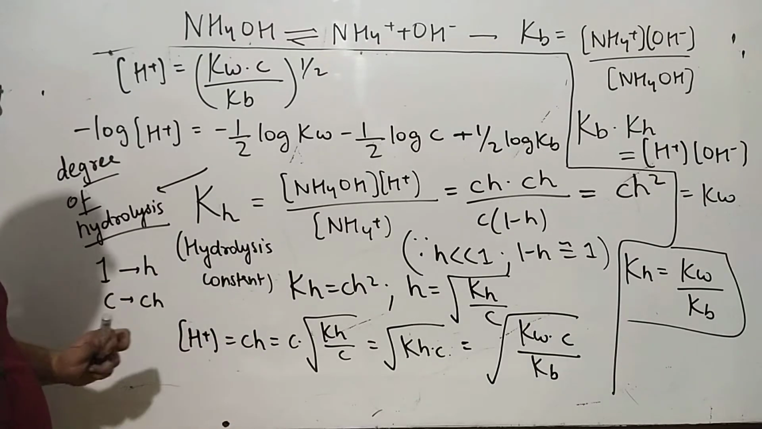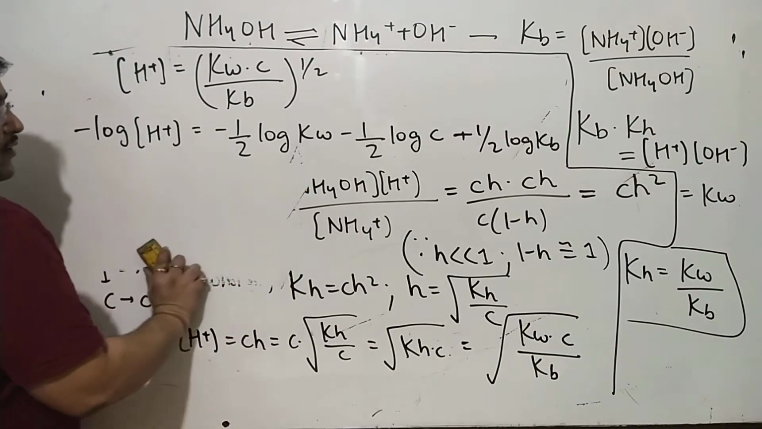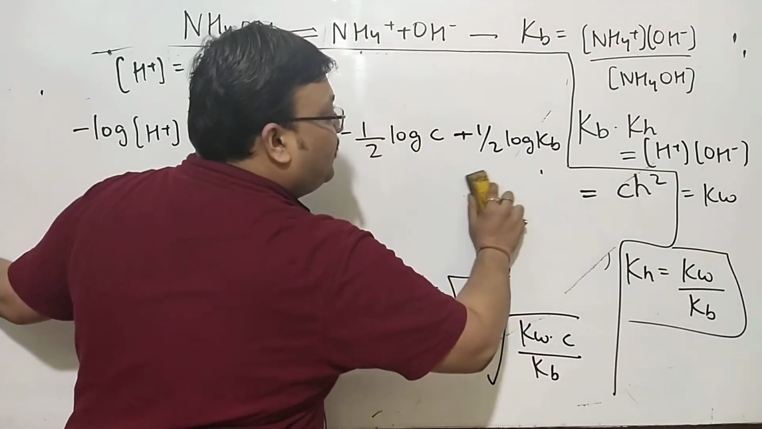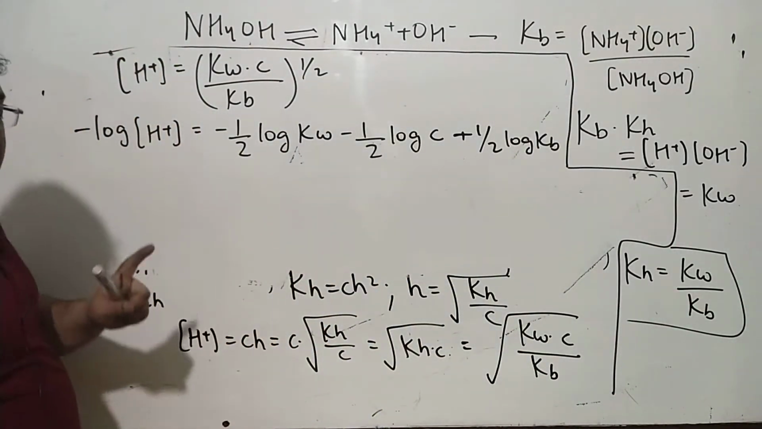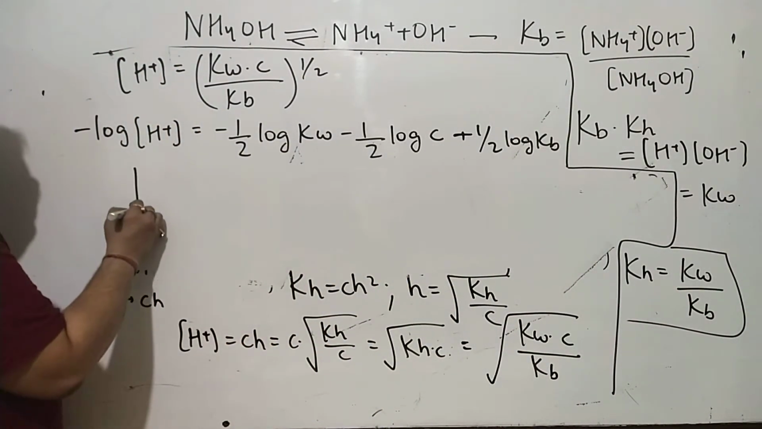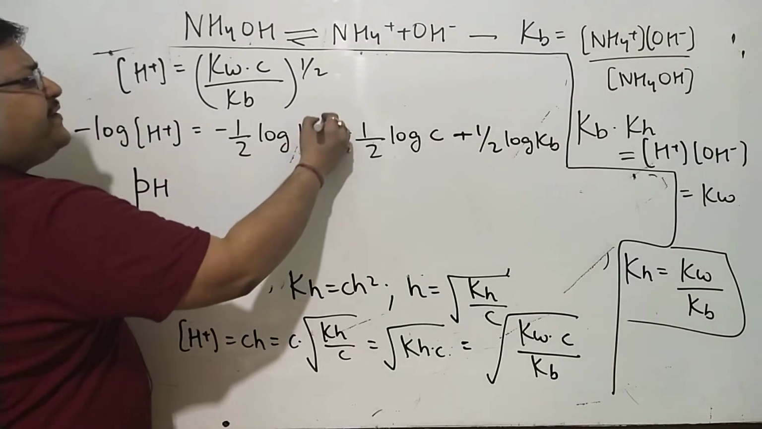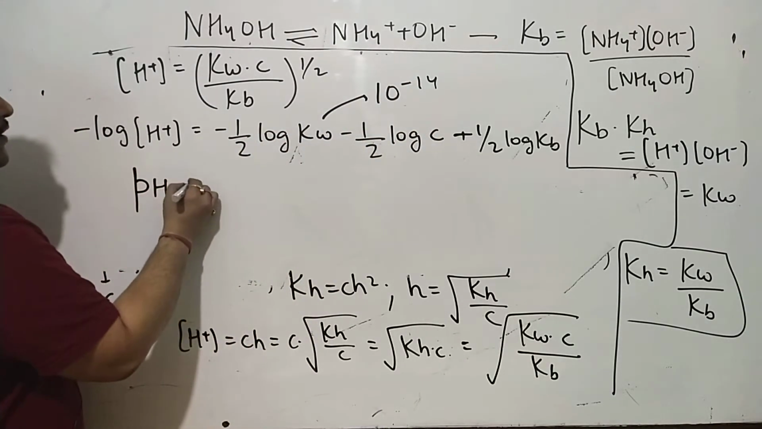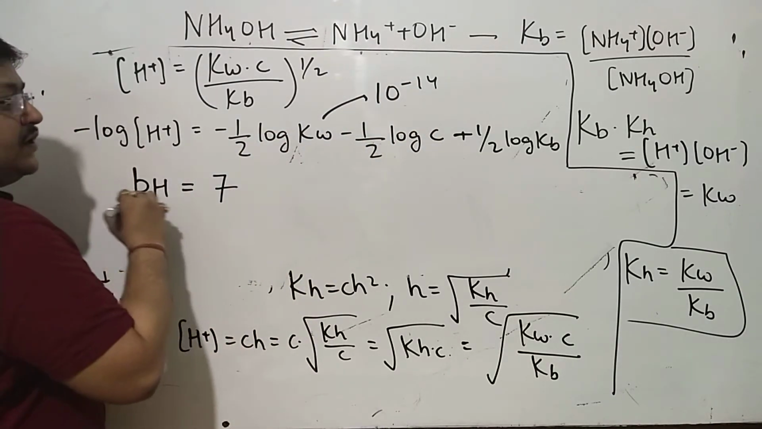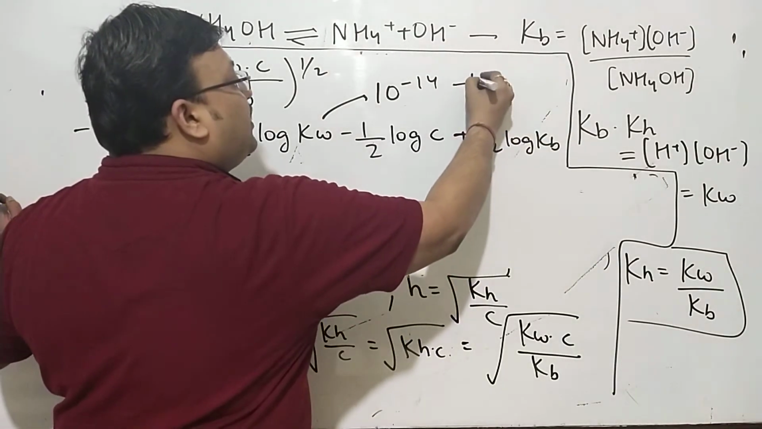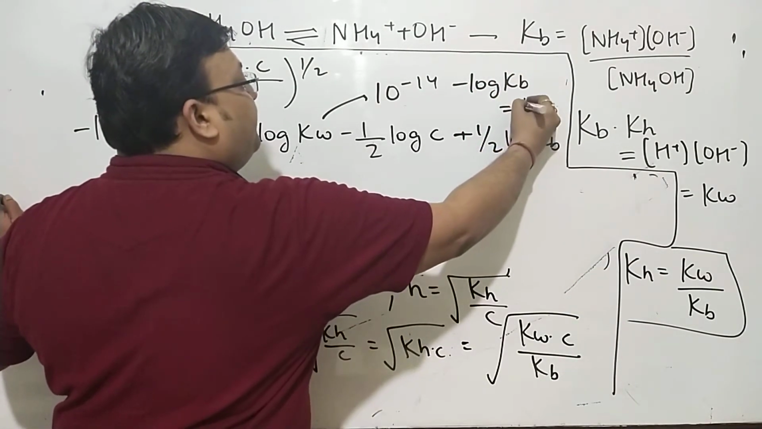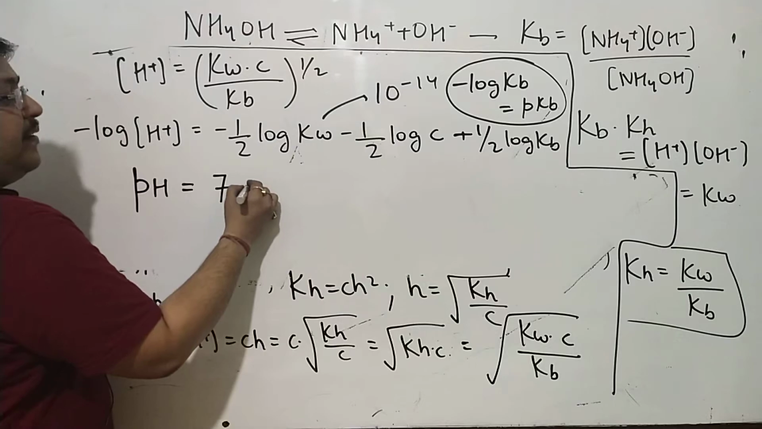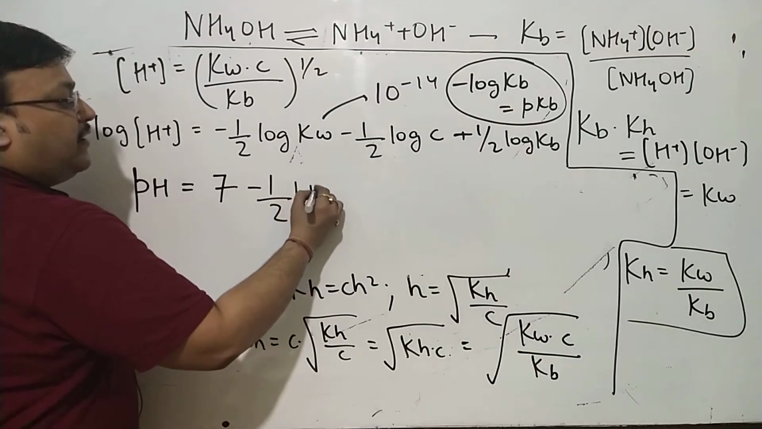and now the final step would be the calculation of the pH. So minus log of H plus will be equal to pH. Kw is 10 to the power minus 14. So log of this is minus 14, and minus half of minus 14 is 7. This is 7. Minus log Kb is pKb. Naturally, minus log Kb is pKb. So plus log Kb can be written as minus pKb. So this will become minus half pKb.